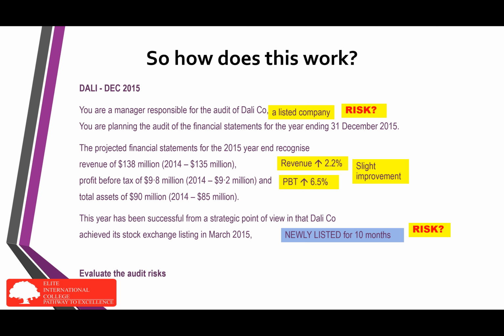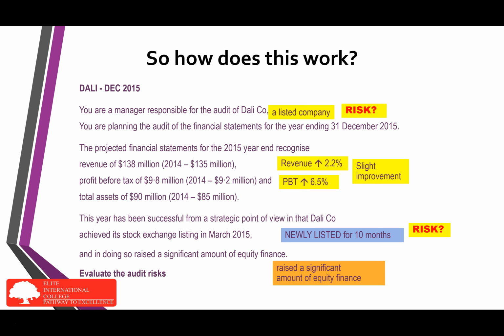The question also says, and in doing so raised a significant amount of equity finance. Let's think about this for a bit. If you have invested a significant amount of money in this company, would you be happy if revenue only increases by 2.2% and PBT increased by only 6.5%? The answer is unlikely. So therefore, there is a risk that management may be under pressure to show better results in this year's financial year because institutional investors are likely to want dividends.